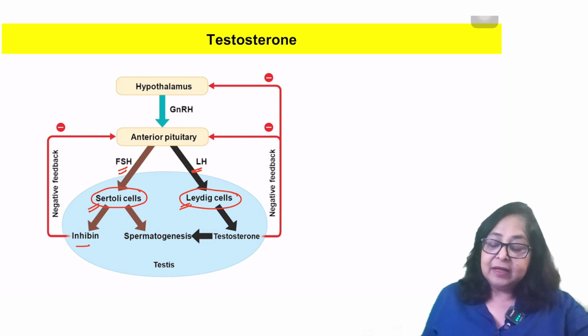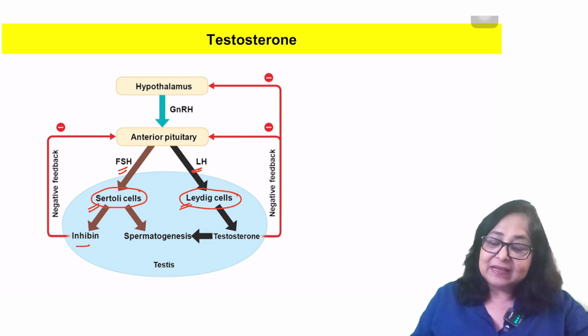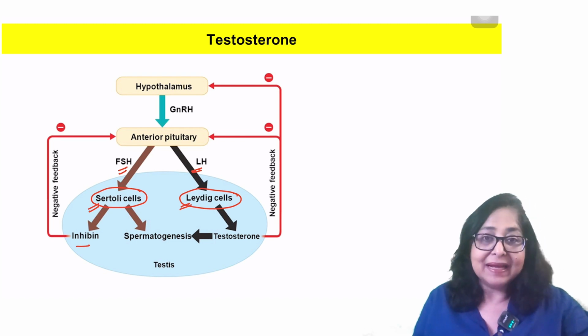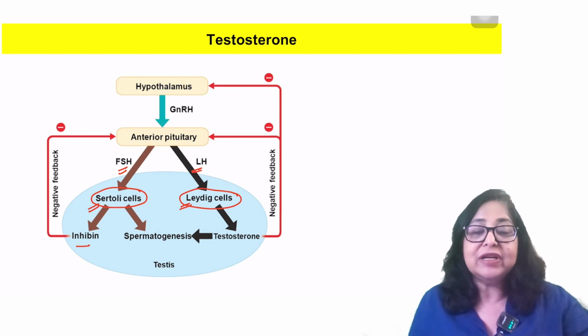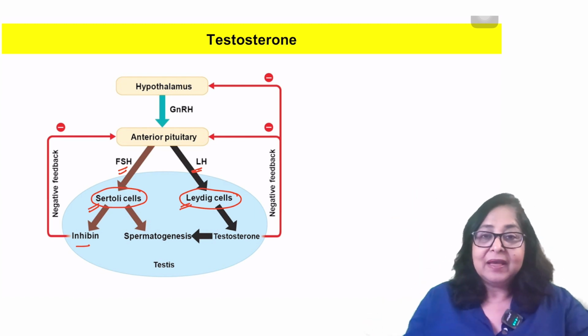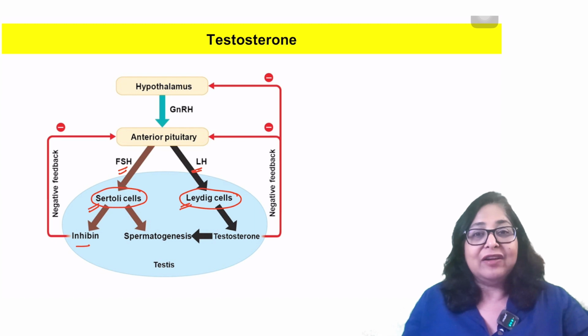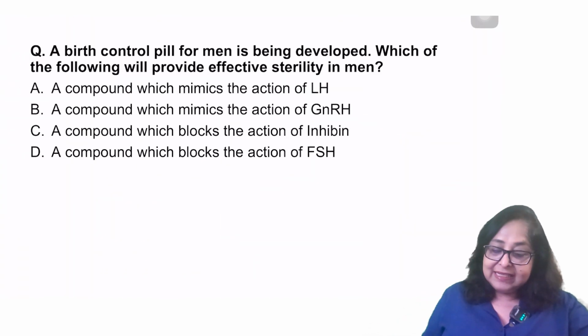FSH, when you look at spermatogenesis, the last step in spermatogenesis, that is conversion of a spermatid to a mature sperm, is FSH and androgen dependent. All the earlier steps are FSH and androgen independent. Now, let's have a look at the options.